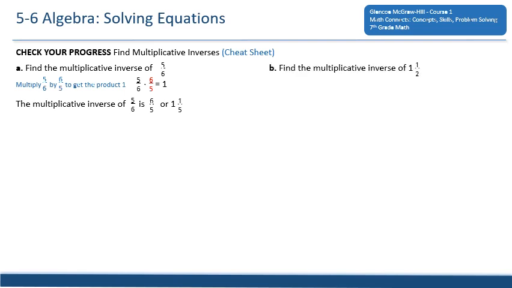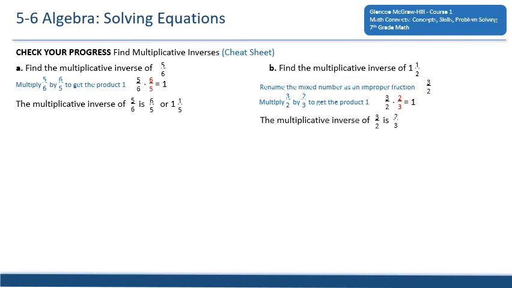Find the multiplicative inverse of 1 1/2. The first thing we need to do is change that mixed number to an improper fraction. 1 times 2 is 2, plus 1 is 3, so we get 3/2. Then we multiply 3/2 by 2/3 to get the product of 1. Remember that 2/3 is the reciprocal of 3/2. So 3 over 2 times 2 over 3 equals 1, because 3 times 2 is 6, 2 times 3 is 6, 6 over 6 equals 1. The multiplicative inverse of 3/2 is 2/3.